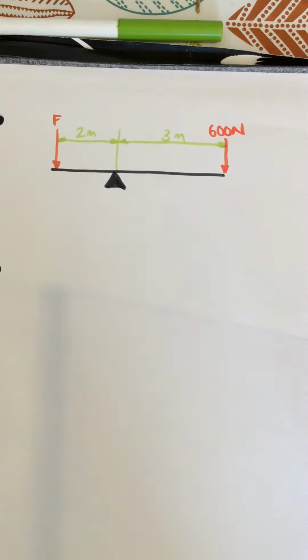Okay, so in this first example we have a beam with a pivot in the middle, a fulcrum in the middle, and two forces, one at either end. One force is 600 newtons, one force is an unknown force. So we're going to calculate that unknown force. The first thing I suggest you do is to figure out which way the moments are going to go.